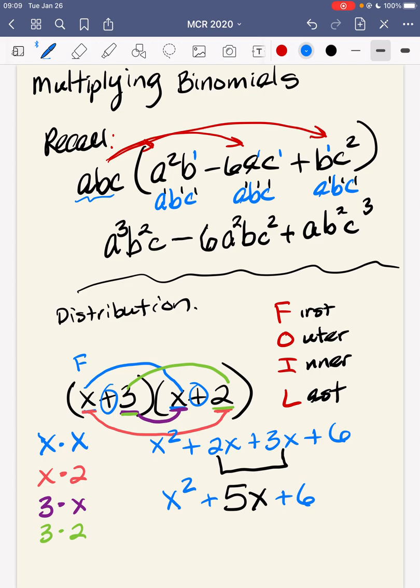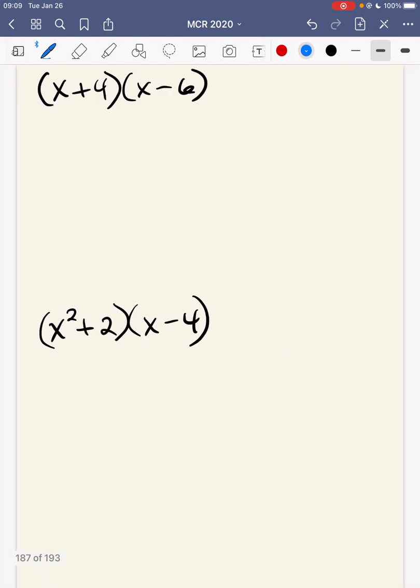All right? So using this idea of FOIL, we can go ahead and get our trinomial that we will get most of the time. We'll usually end up combining the two middle terms. Let's look at another way to go ahead and see this. FOIL itself is distribution. It's hard to see the way I drew it before, so let's look at it a different way.